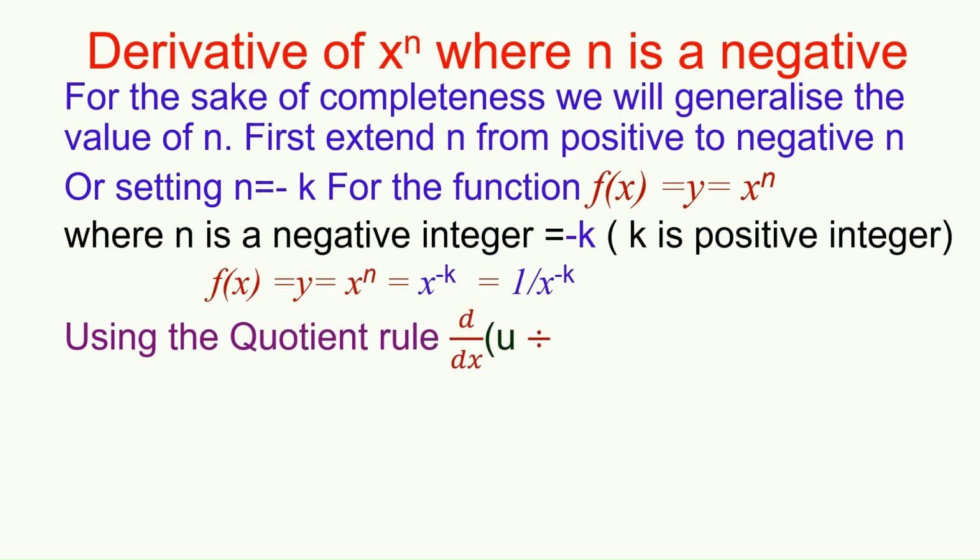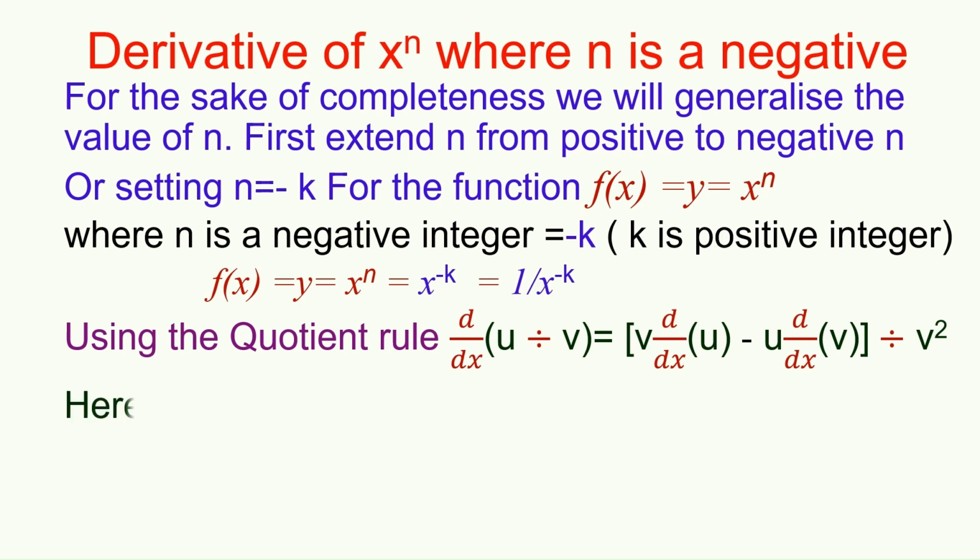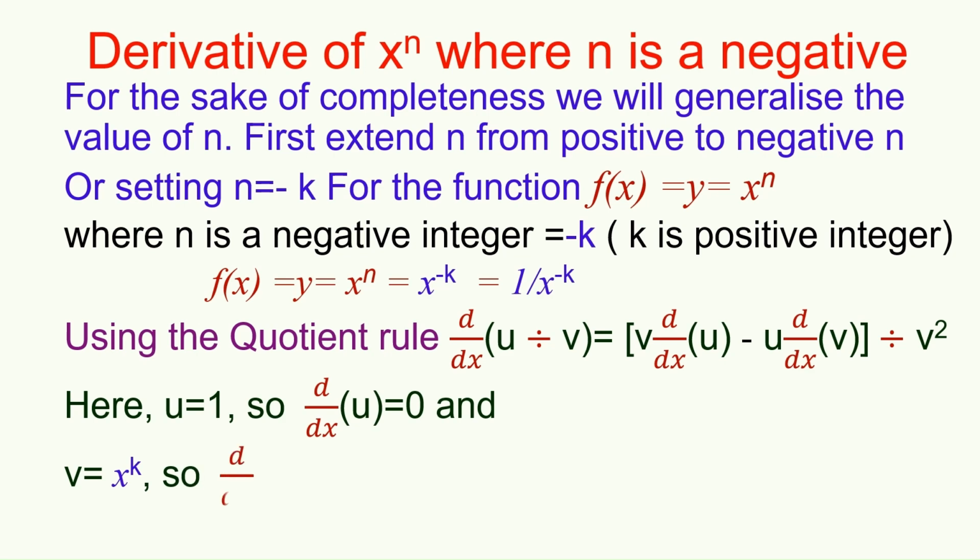Using the quotient rule, d/dx of u divided by v equals v times d/dx u minus u times d/dx v, divided by v squared. Here u equals 1, so d/dx u equals 0, and v equals x to the power of k, so d/dx x to the power of k equals k times x to the power of k minus 1.